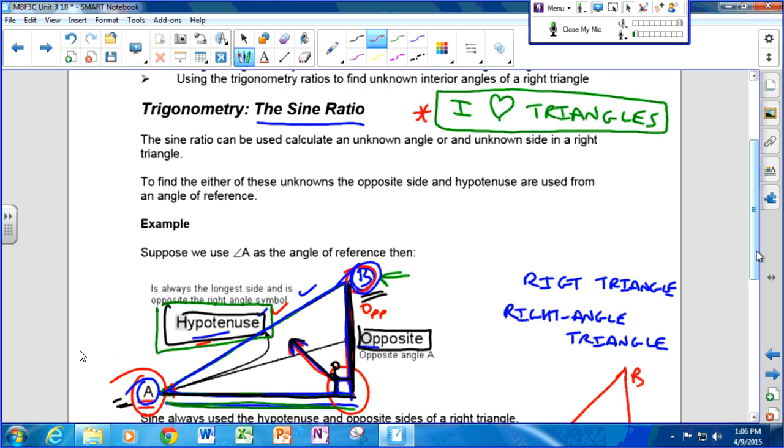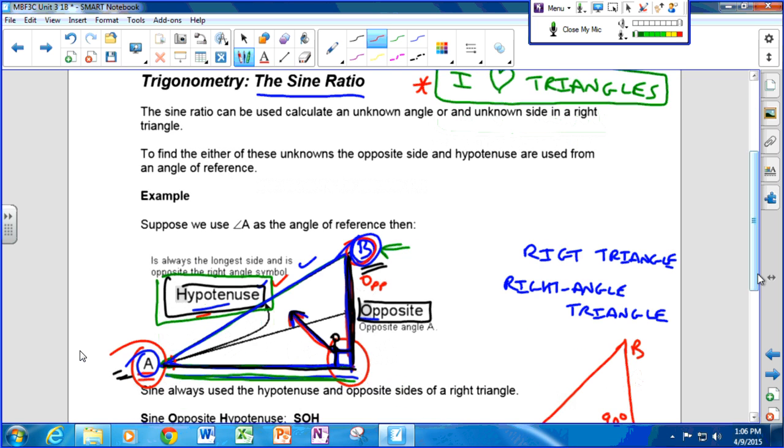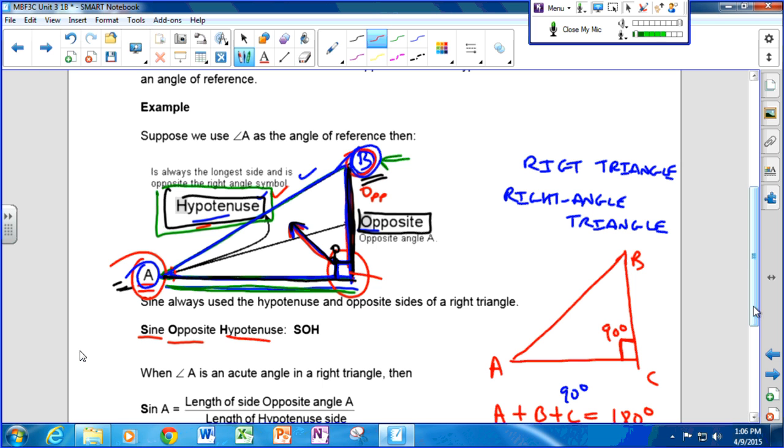So SOHCAHTOA will give us ways to solve right angle triangles. Now remember, SOHCAHTOA only applies to right triangles. That is a triangle that has a right angle in it, and that right angle has to be indicated with a little square. So that little square, as I show over here, is going to be a right angle. And it doesn't matter if the triangle doesn't look like a right triangle, as long as it has that little square, then you can assume that it is.